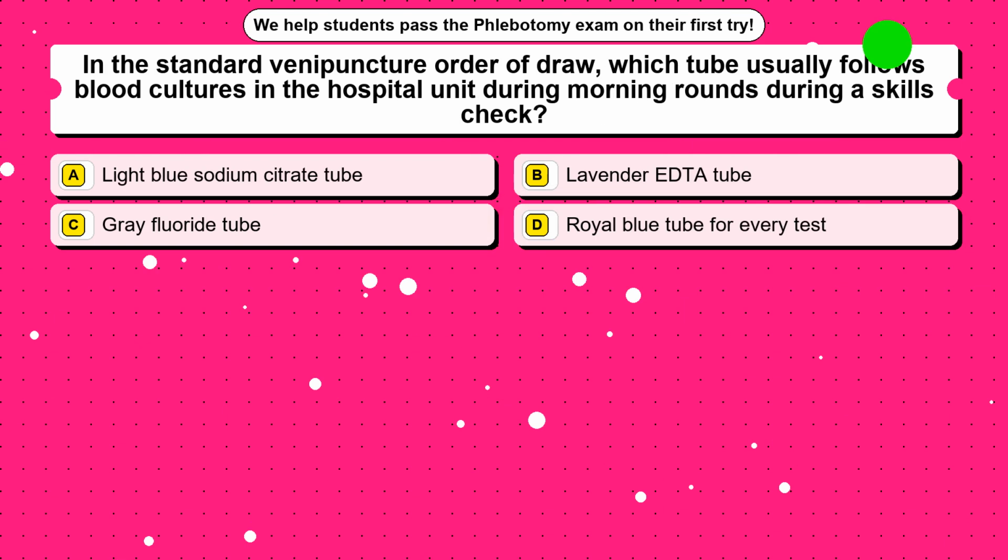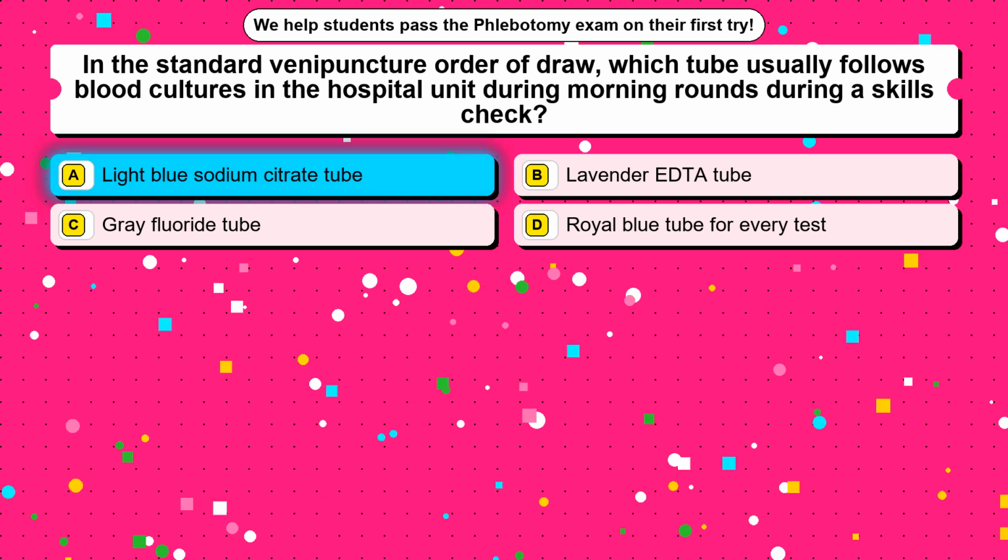Question 41. In the standard venipuncture order of draw, which tube usually follows blood cultures in the hospital unit during morning rounds during a skills check? Option A, light blue sodium citrate tube. Option B, lavender EDTA tube. Option C, gray fluoride tube. Option D, royal blue tube for every test.